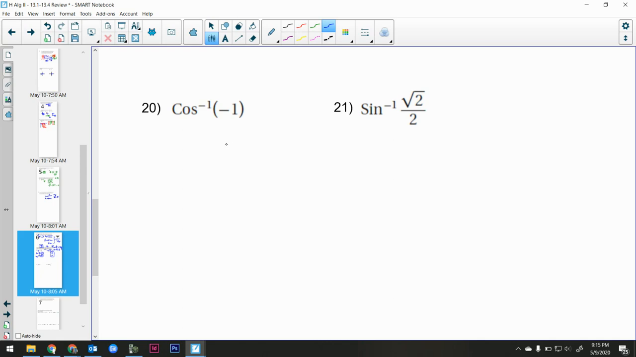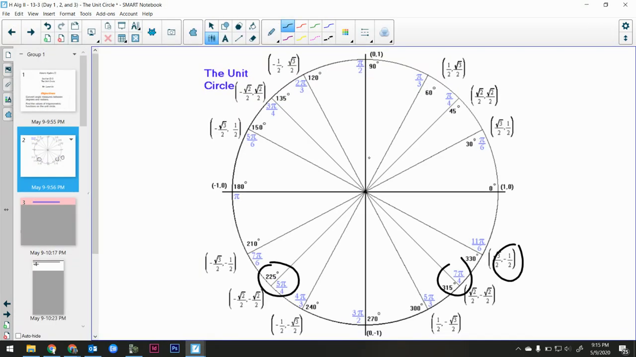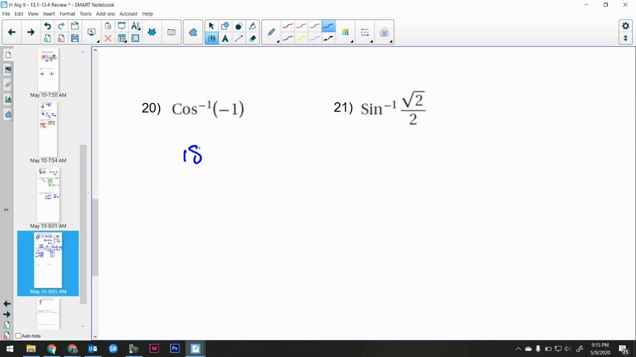Okay, so my cosine being negative 1. Now think back. Where is my cosine negative 1? Where's my x value negative 1? There's only one spot right here. 180 degrees or just pi radians.